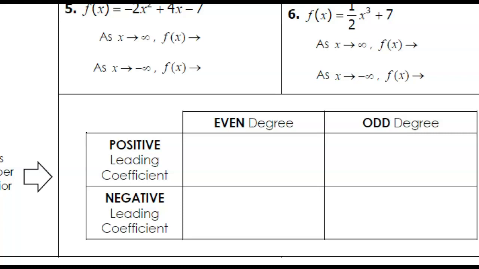So for a positive leading coefficient and an even degree, think of x squared. How does x squared open up? Both ends go up. So literally over here, I'm just going to put up, because the left side is going to go up, the right side is going to go up. So in both directions, I'm going to have it going up. Again, when I think of even degree, my mind automatically goes to x squared. Hopefully y'all know 2 is an even number.